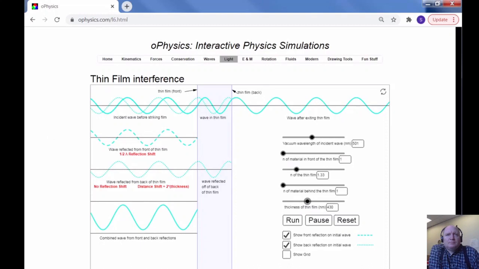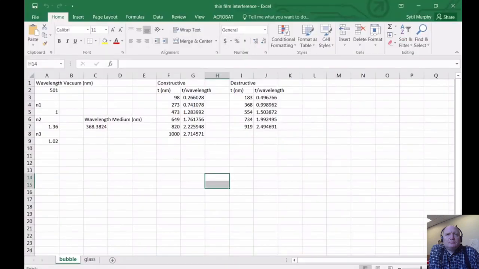I did this separately for roughly these values. You can see my wavelength is 500, roughly. My two indices for N1 and N3 are roughly 1. For N2, it didn't get it quite to 1.33. I got it to 1.36. So close to what we just looked at. And I recorded those values of T that caused constructive and destructive interference.